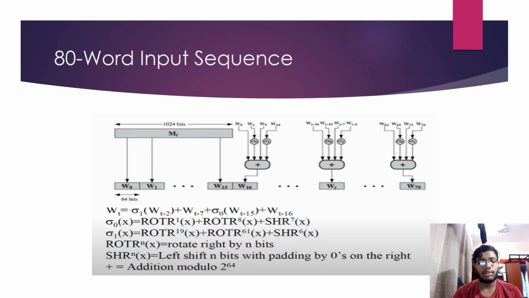then the next word, and the next one, and so on. This is the way in which we generate the words to be given as input to each round of the algorithm. Each round takes one word, and the word is going to be 64 bits in size.